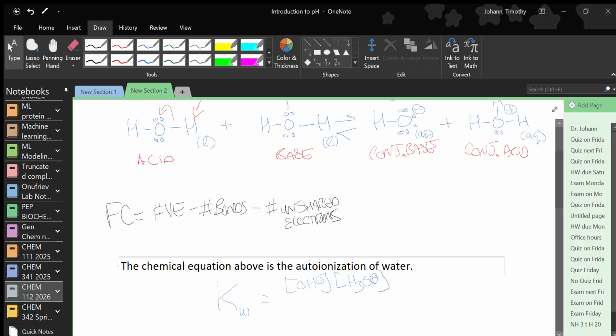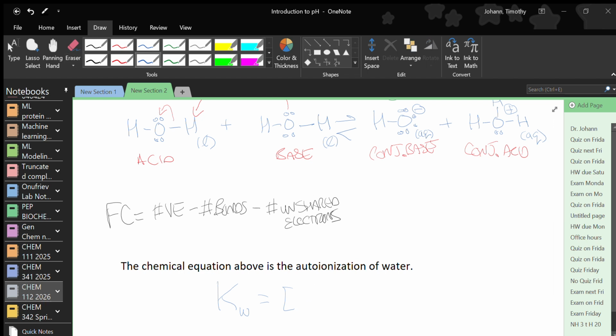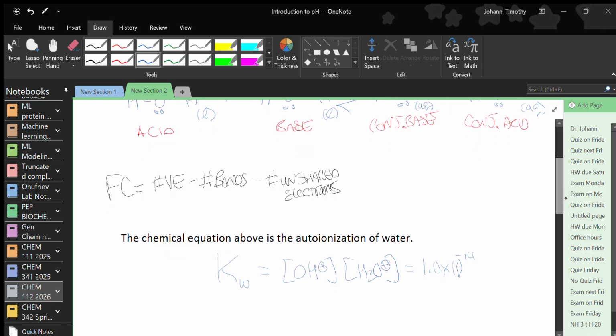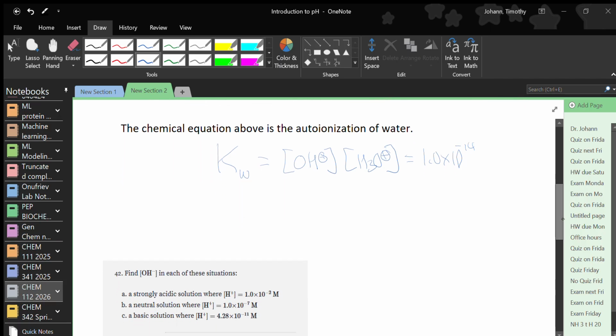Actually, I was going to just pull it down, but I'm going to have to rewrite it, looks like. So there is nothing on the bottom. We don't worry about the reactants here because they're a liquid. If they were a solid, we also wouldn't worry about the reactants. Okay? And that's equal to a special constant, which is 1.0 times 10 to the negative 14th. That's what the equilibrium constant is for water's auto-ionization.